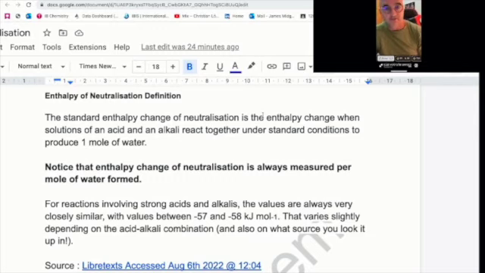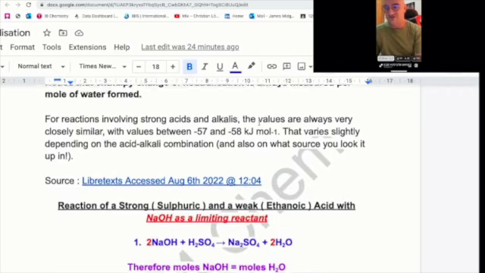So you have to look at the ratio of reactants to the moles of water on the right-hand side, which we'll look at in a second. We are expecting the value to be around minus 57 kilojoules per mole, but for reasons I will go into at the end of the video, we're nowhere near that. Okay, let's have a look.